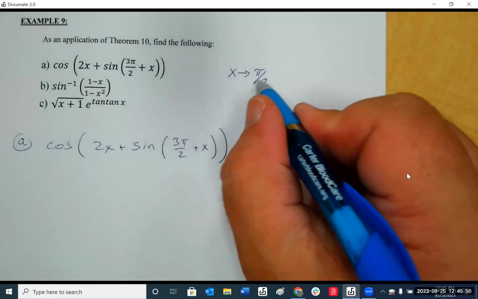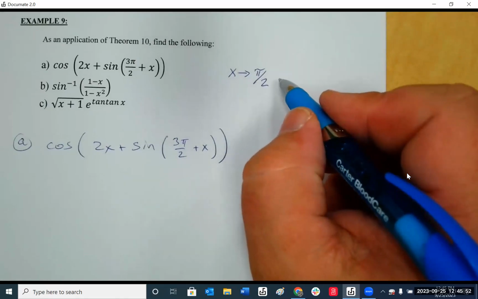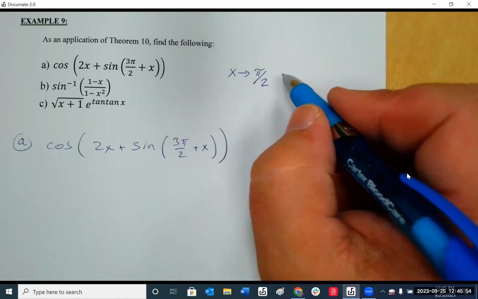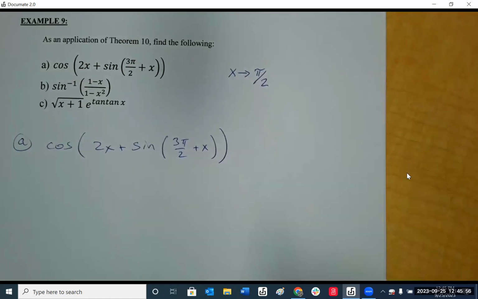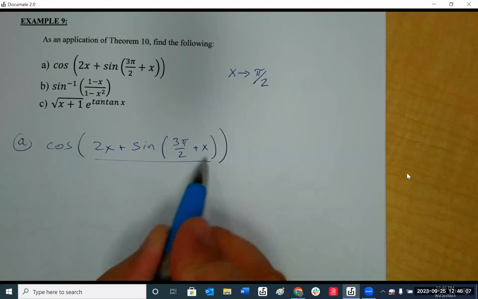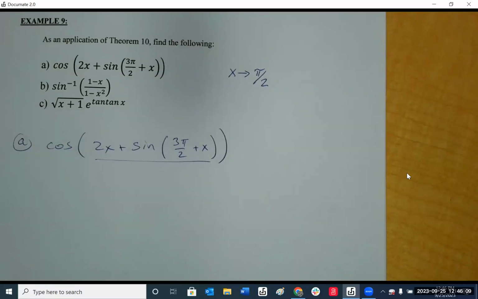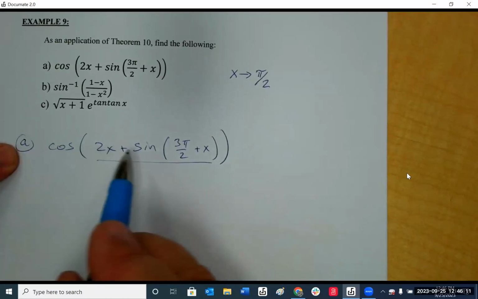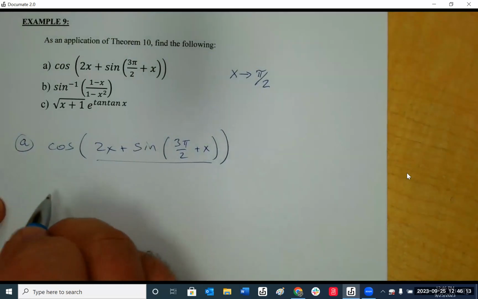So for the first one we'll do x approaches pi over 2. Let's look at that one. Do that one first. We have to first take the limit of the inside, because this is g of f of x. So we have to first take the limit of the inside.